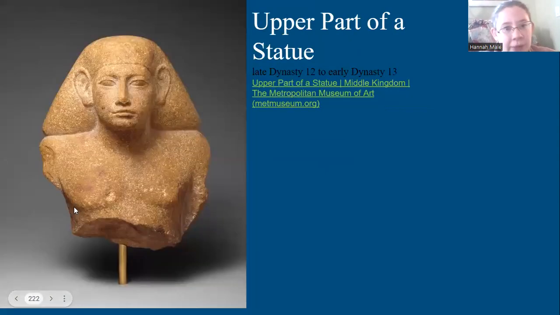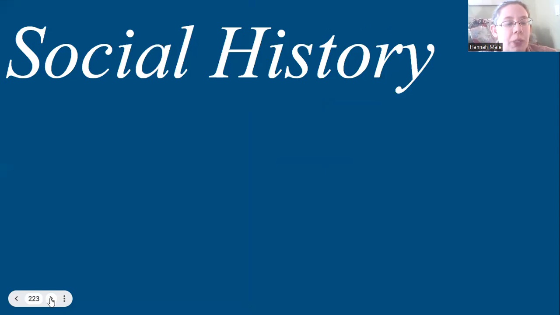This is part of a statue that either comes from late Dynasty 12 or early Dynasty 13. But it's put within that Middle Kingdom period. Okay, so now I'm talking a little bit about the social history.